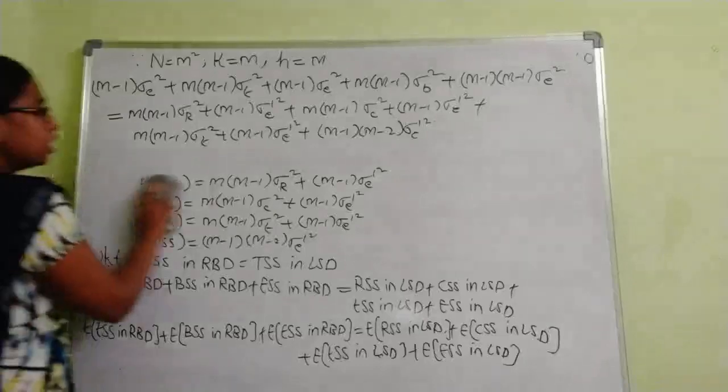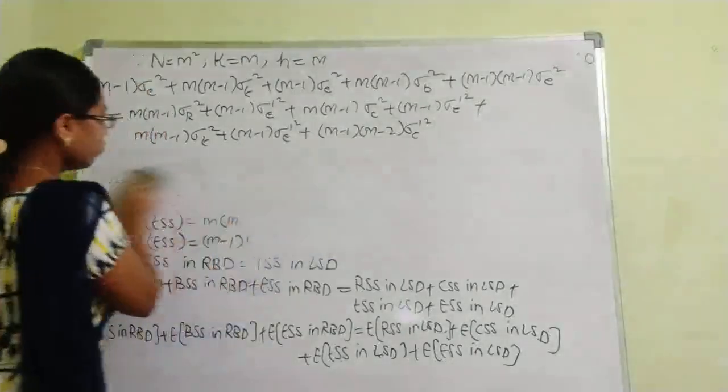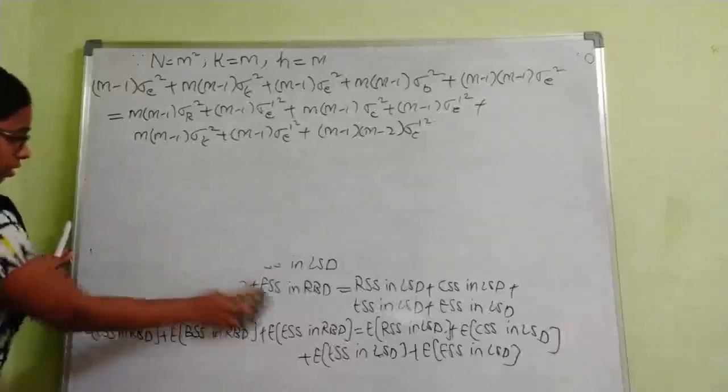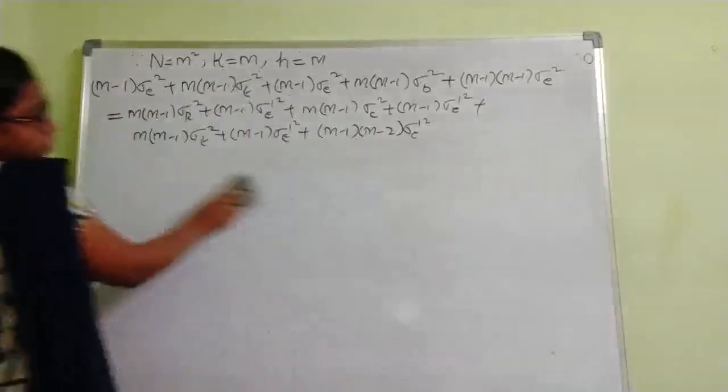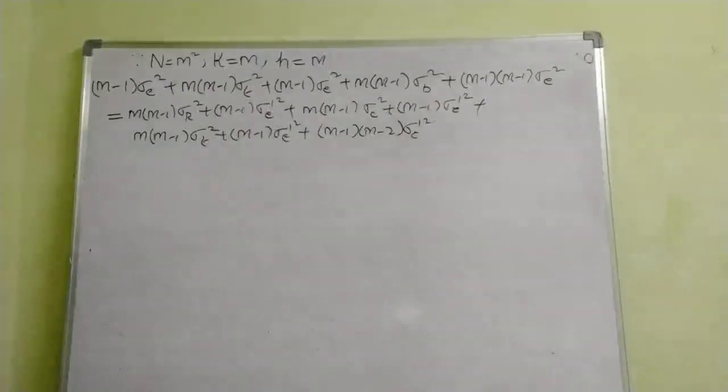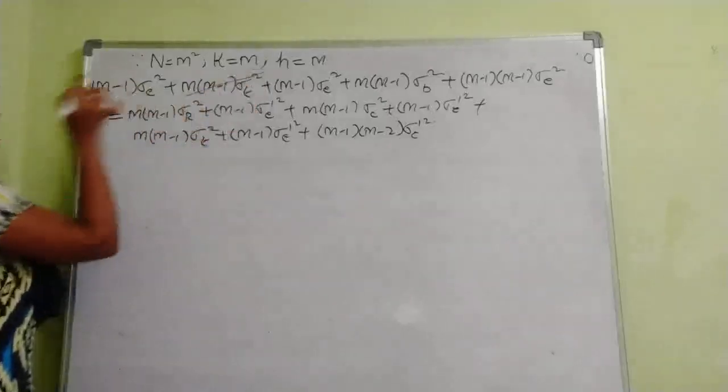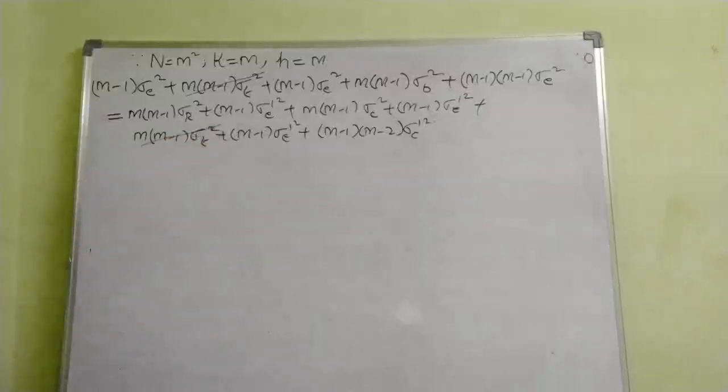Now we will simplify. First check if you have any common terms. Observe here, the treatment value will always be common, that is m into m minus 1 sigma t square and m into m minus 1 sigma t square. So write down the remaining terms. And one more thing, m into m minus 1 sigma b square is not there. So what are the left out terms now? Write down the left out terms.